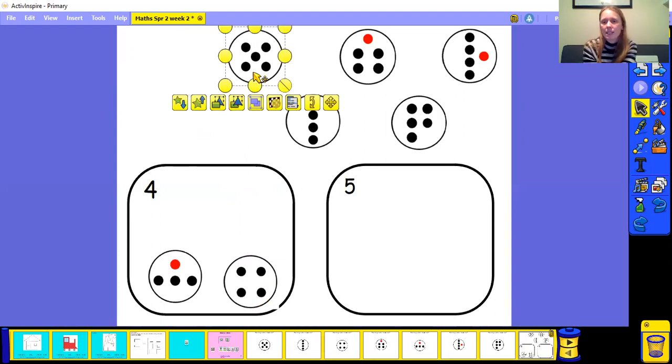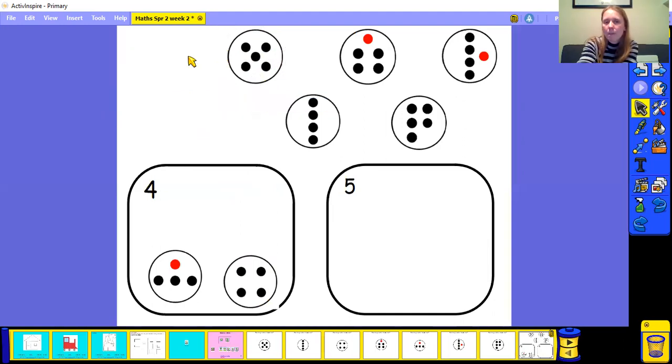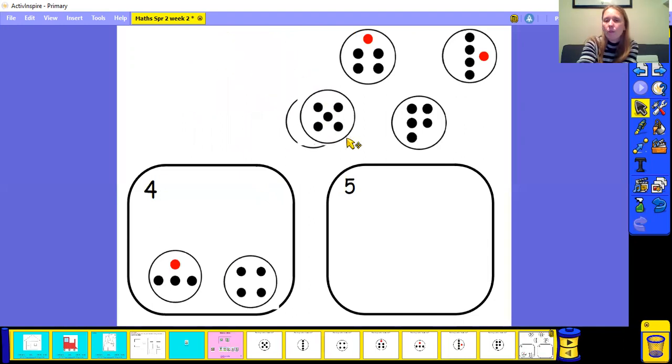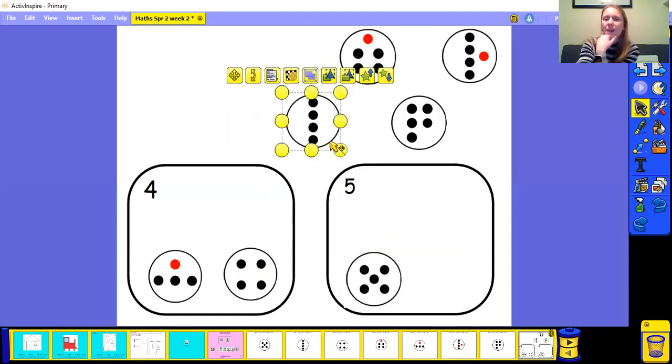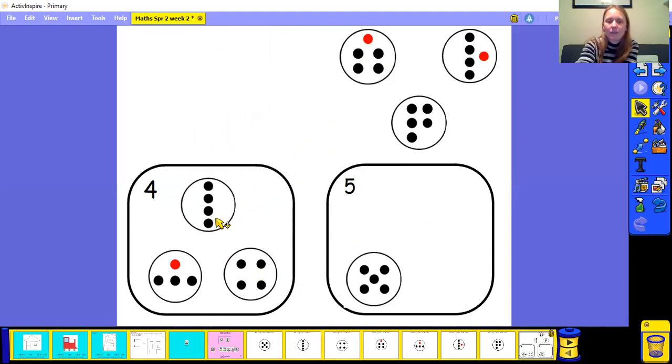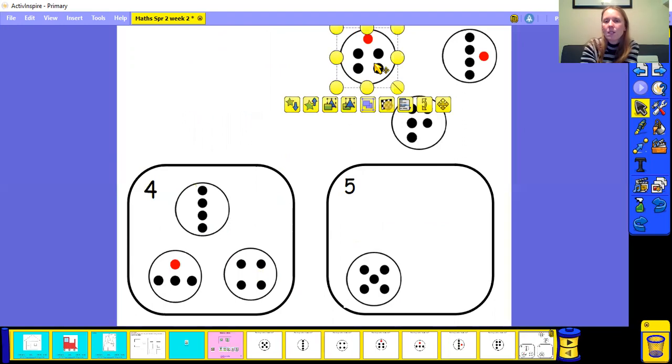How many spots this time? I can see that 4 pattern again. But there's 1 more spot in the middle, and we know that 1 more than 4 is 5. There are 5 spots altogether on this circle. What about this one? How many spots can you see here? That's right, there are 4 spots in a line. What about this one?